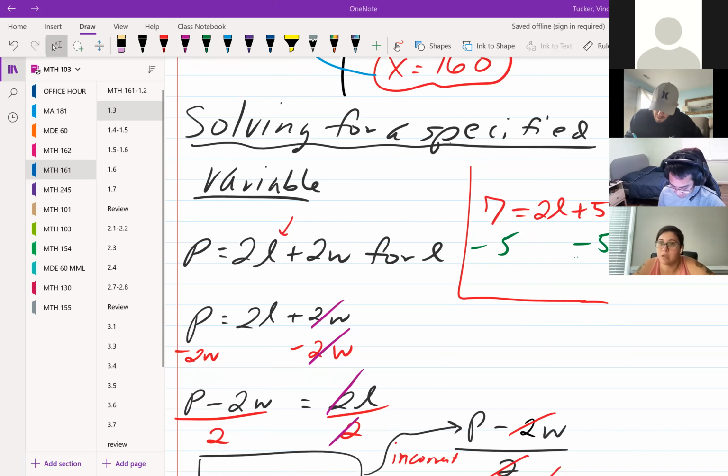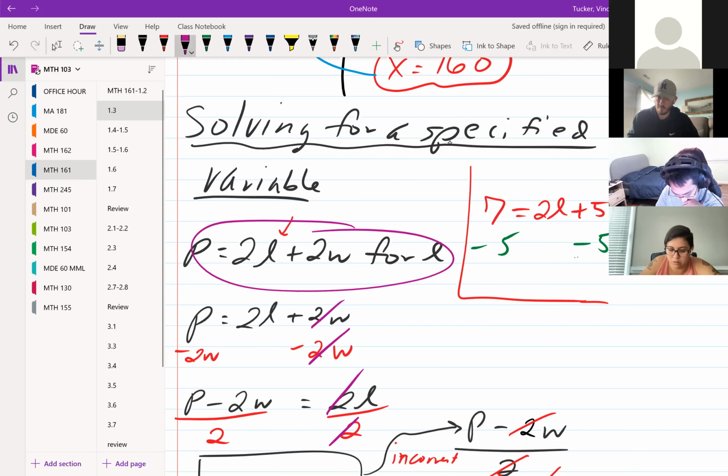So, solving for a specified variable. This is the next thing in this section, the last thing that you talk about. You're not looking for a solid answer. Last time we got x equal to 160. This time you could have x equal to an expression, not necessarily a solid number. But your goal is to get the variable that they asked for by itself.